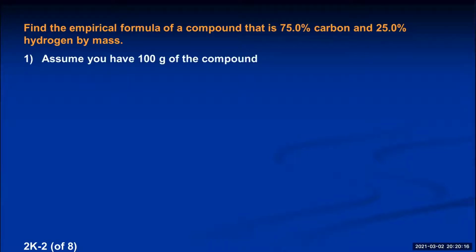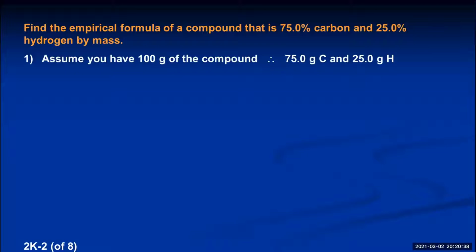And you're going to have to just assume you have a fictitious 100 grams of the compound. Because if you do, that means that out of the 100 grams, say 75 grams were carbon and 25 grams were hydrogen. So by assuming a fictitious amount of 100, whatever the percents are can now become the masses of the individual elements making up the compound.